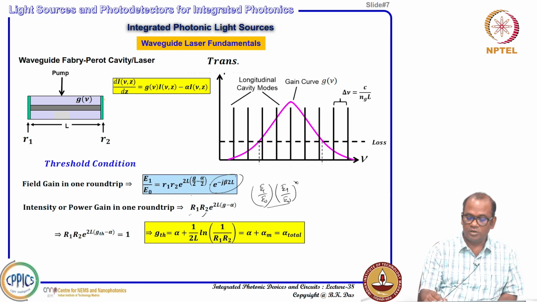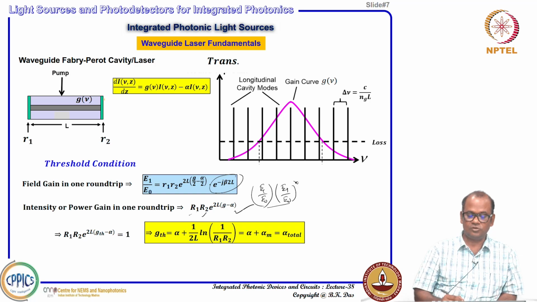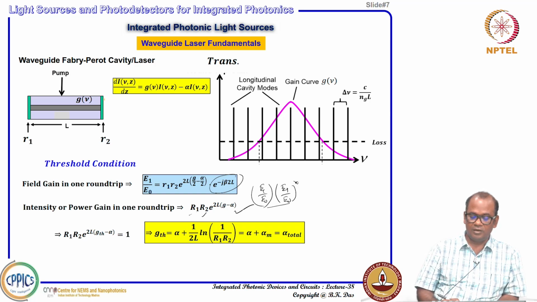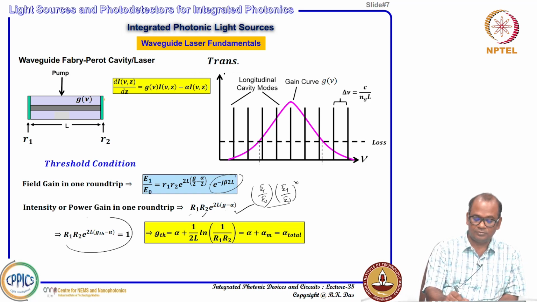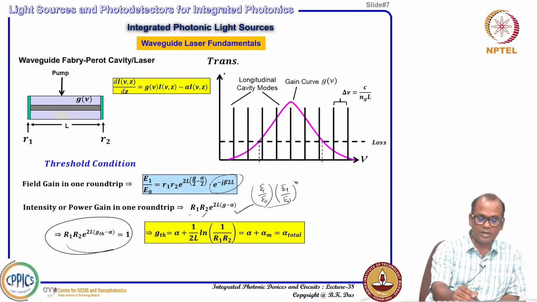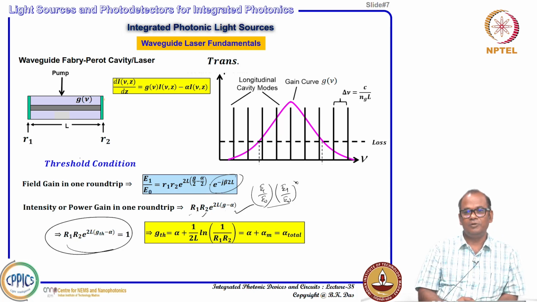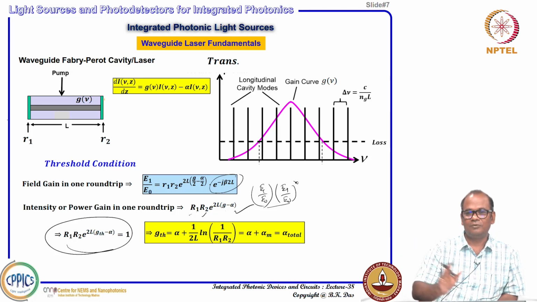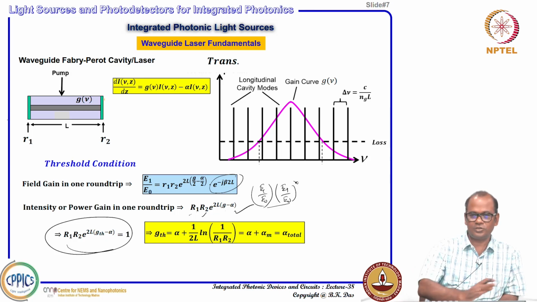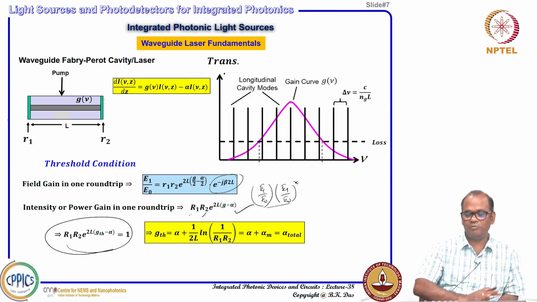So, it will go as 2 L G minus alpha. This will be the intensity or power gain in one round trip. Now, suppose this gain is 1. That means after one round trip you are actually reproducing that energy; whatever energy is lost or gained after one round trip, it is just 1. So, that means you are losing nothing and gaining nothing.